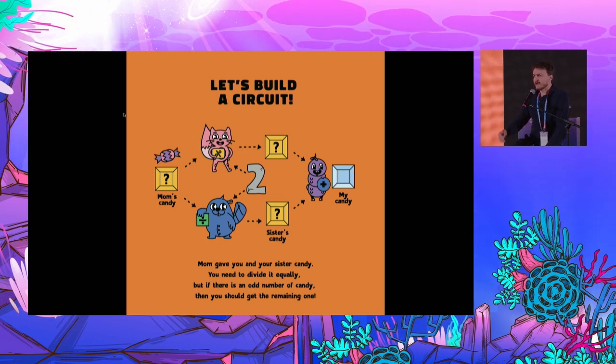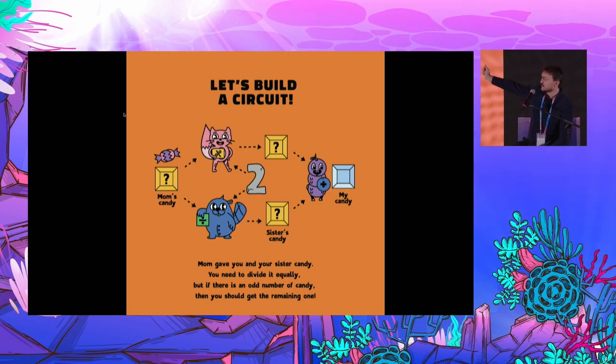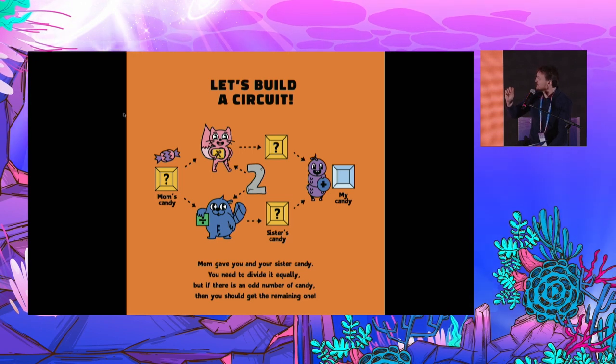So here's the problem. Your mother left some candy. Your sister decided to split it between you and herself. How to make sure that she did a good job? So here's a simple circuit that takes care of this. So mom's candy is on the left. You don't know how much she left to you.